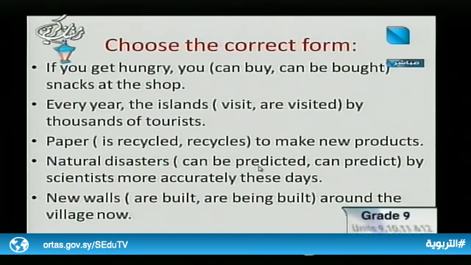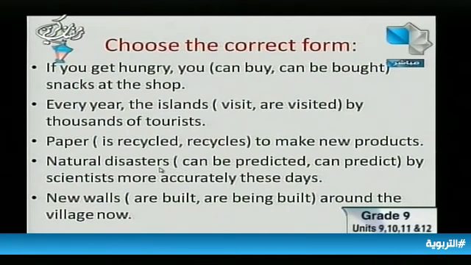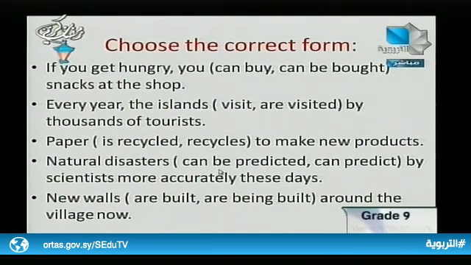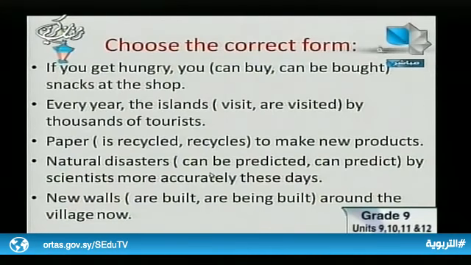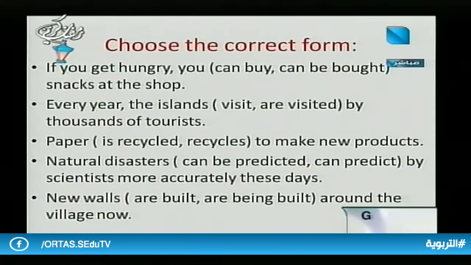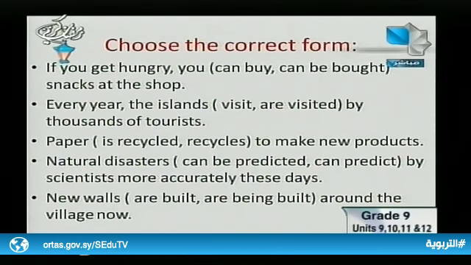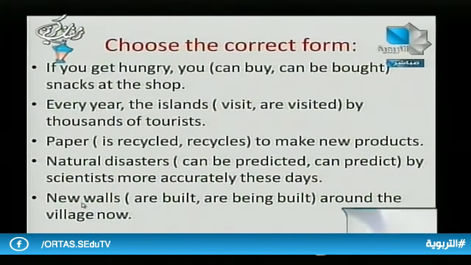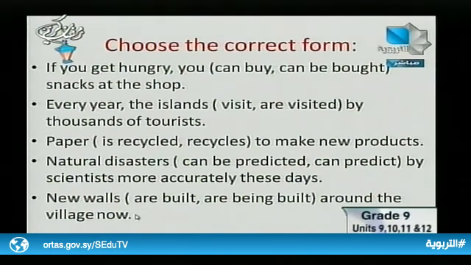So again, we are talking about natural disasters, and natural disasters cannot be predicted. Yes, scientists, as human beings, can predict them. When you talk about natural disasters, like what? Volcanoes, earthquakes, tsunamis, hurricanes, any natural disaster. Yes. Good.